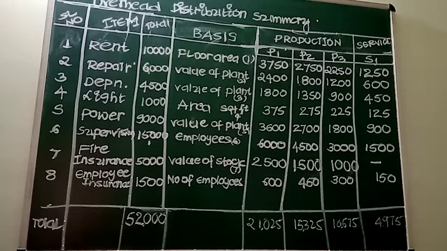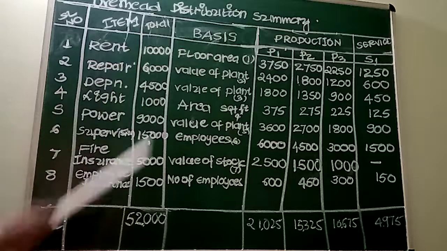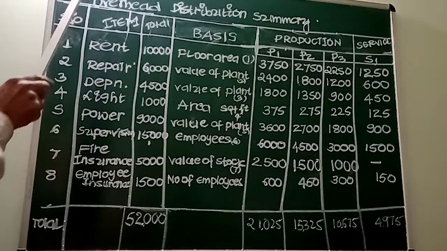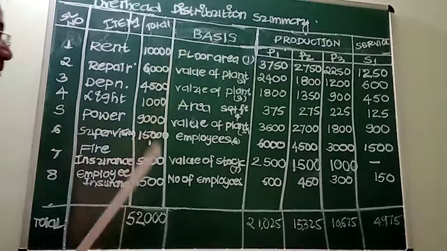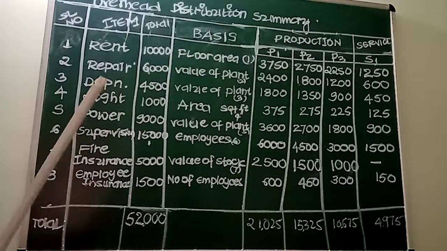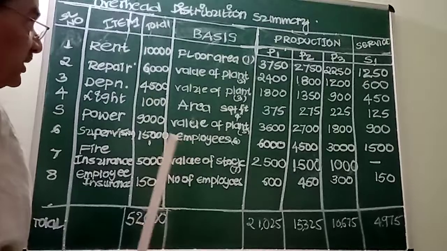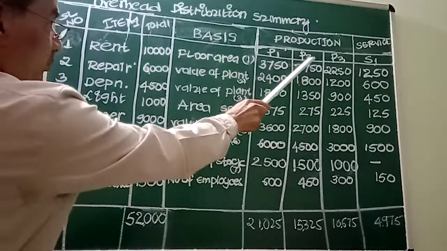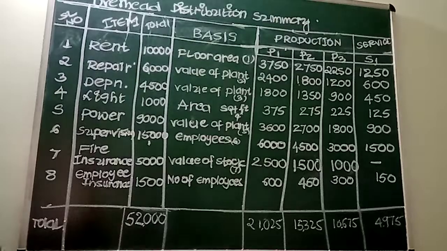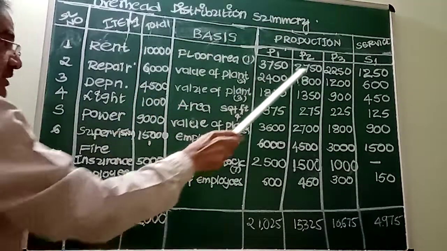Dear students, in our last session, I had explained one problem on how to apportion the overheads for the three different production departments and one service department. Here, the table is like this. We will call it an overhead distribution summary. In this particular problem, we have three production departments called P1, P2 and P3, and there is only one service department which is called S1.